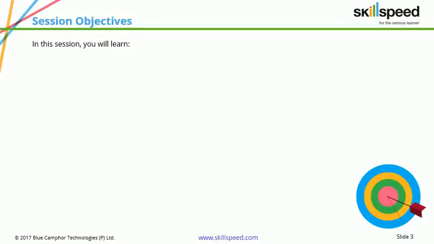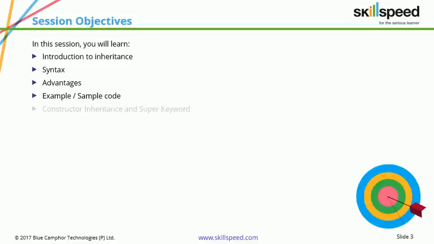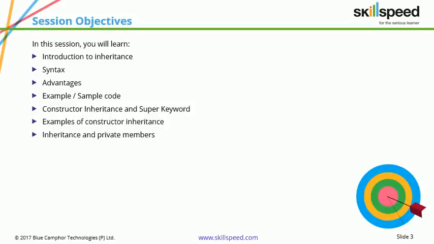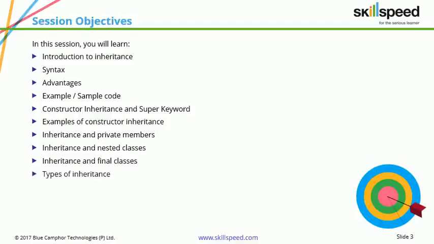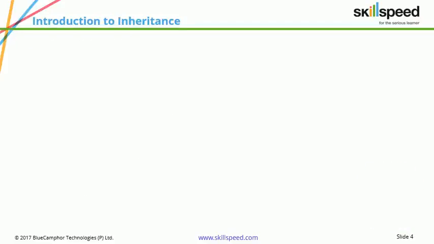In this lesson, we are going to learn about the introduction to the inheritance concept, syntaxes for inheritance, advantages of using inheritance, example or sample code for the usage of inheritance, constructor inheritance and the super keyword, examples of constructor inheritance, inheritance and private members, inheritance and nested classes, inheritance and final classes, types of inheritance, and the sample code showing different types of inheritance.